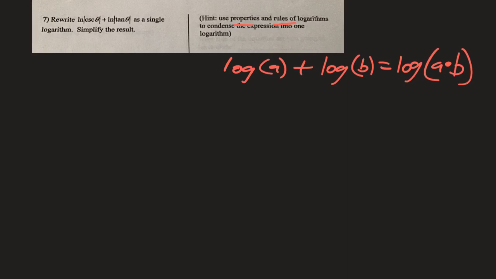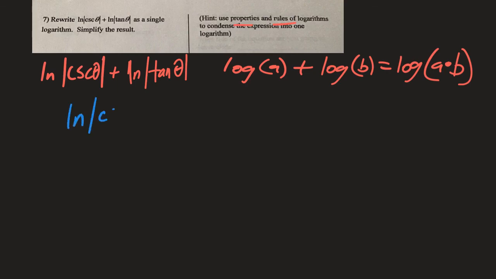We can rewrite our natural logs, natural log of cosecant theta plus the natural log of tangent theta, and we can rewrite that as those two multiplied together instead. So we've got a big natural log, cosecant theta times tangent theta. And I'm kind of looking at this and going, well, there's no common terms, and I don't really see any squares. So I'm going to move to my other strategy, and I'm going to try and change all of these into sines and cosines, okay?